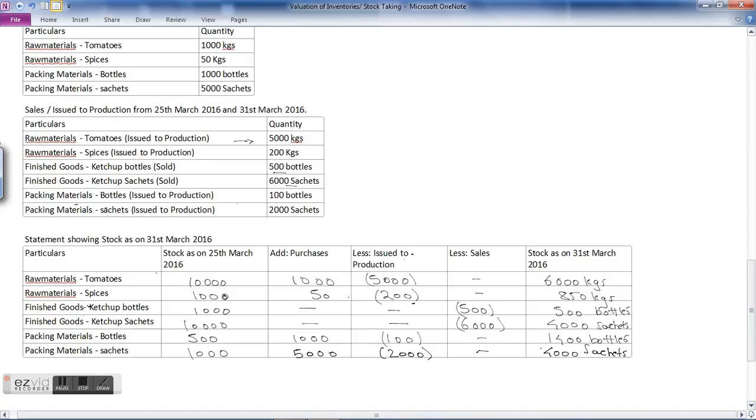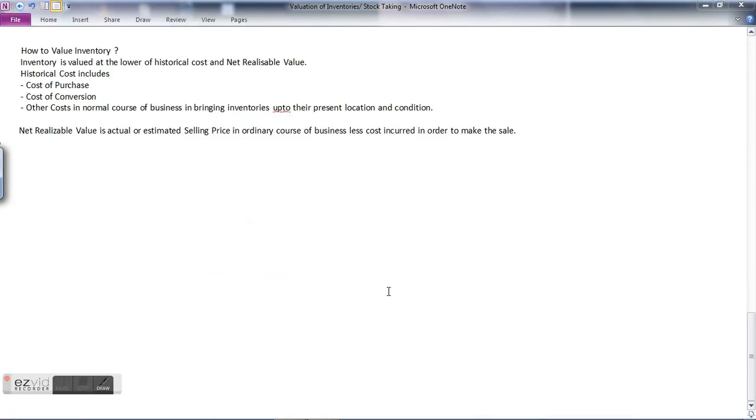Okay, so this is how you derive the stock at the end of the year or end of a particular period. Now we'll see how to value inventory. Inventory is valued at lower of historical cost or net realizable value. So the lower of historical cost or net realizable value is the value of the inventory.